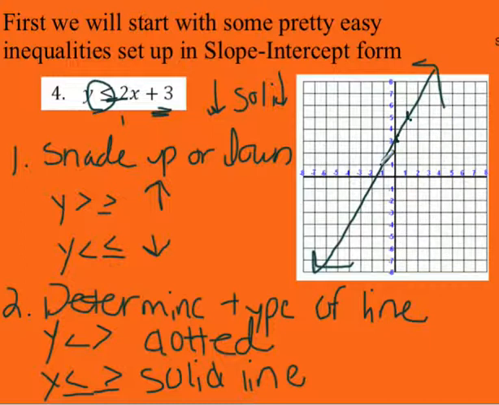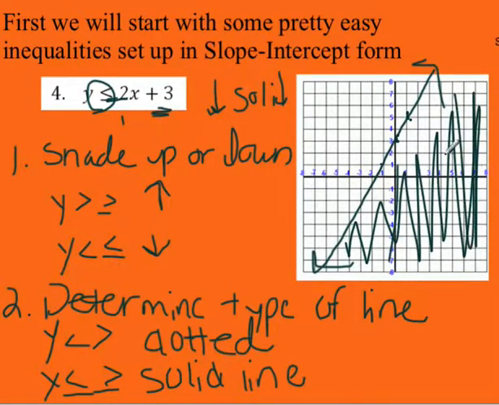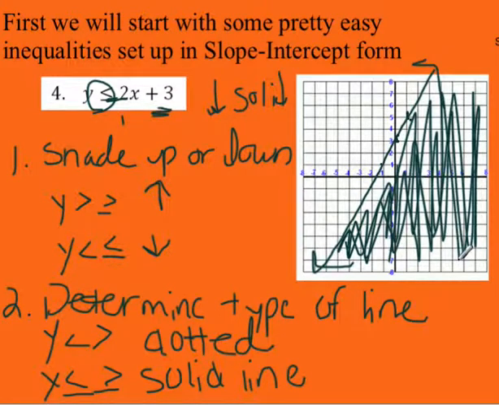So what I do is I put my pen somewhere on the line. And then I'm just going to go down. And wherever my pen lands, that's where I'm going to shade. So I'm going to shade in this region right here. So that's your answer for number 4. That's the graph. You're done.